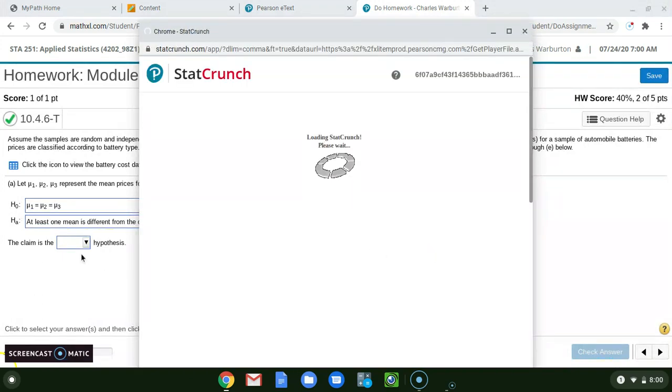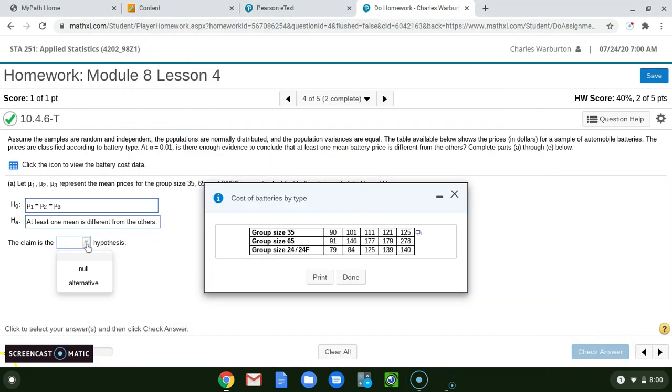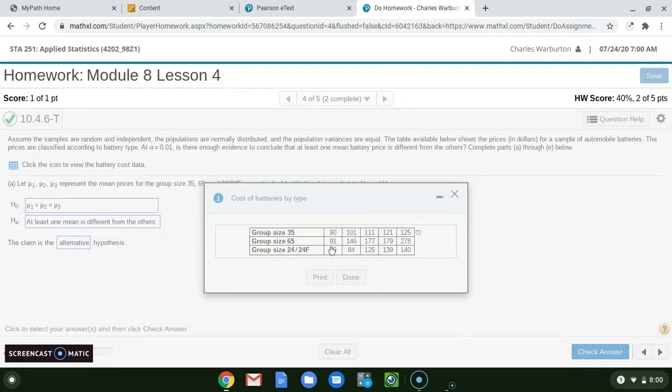And remember that the claim was that there is a difference between at least one of them. That was the alternative hypothesis. Let's make sure that that's right. We're good to go there.